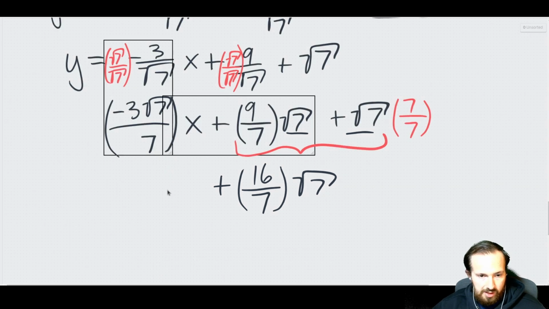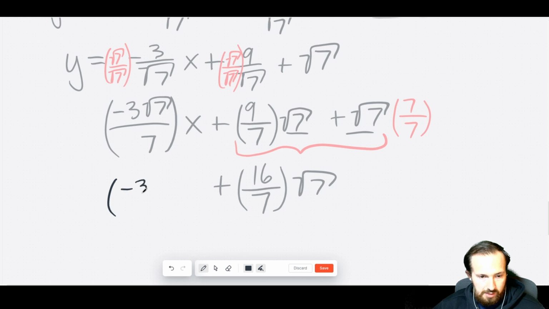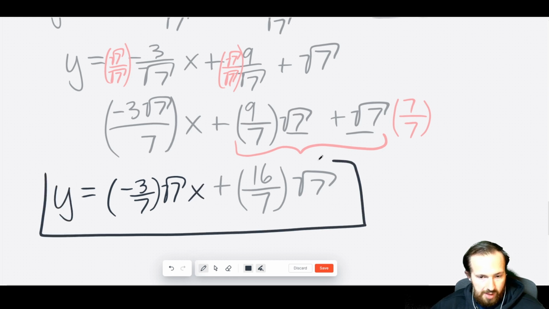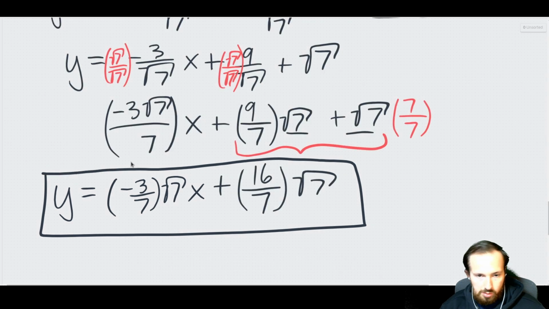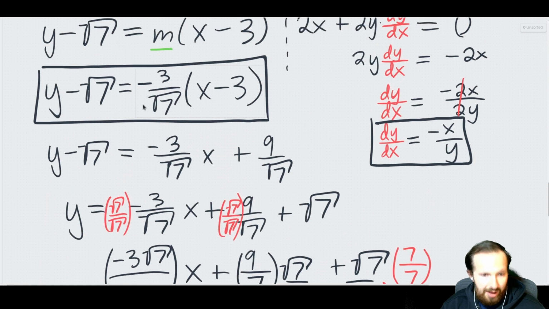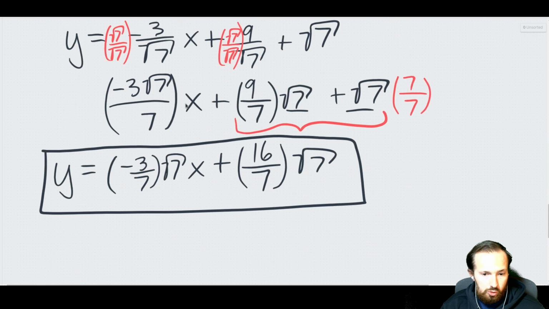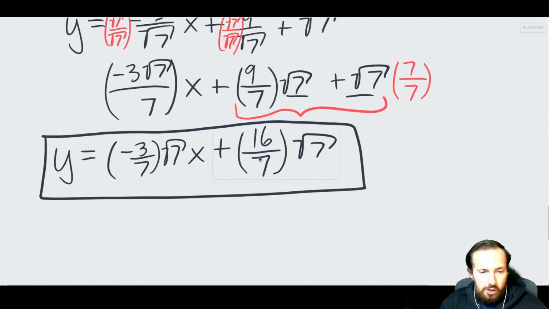And then we still have this portion right here, negative 3 over 7 radical 7 x. So there you go. This is, I think, the most simplified version of the equation. Although, just to reiterate, if I was a teacher, I would not mark you wrong for this. I would consider this correct, but maybe your teacher would mark it wrong. So there you go. Hopefully that makes sense.